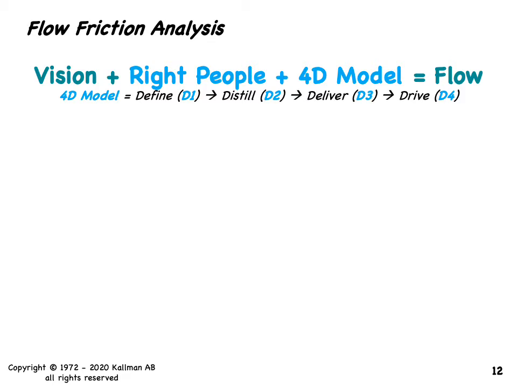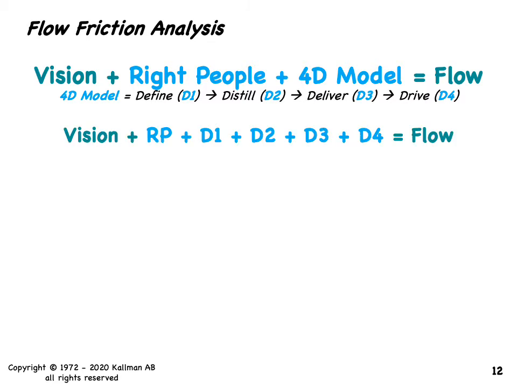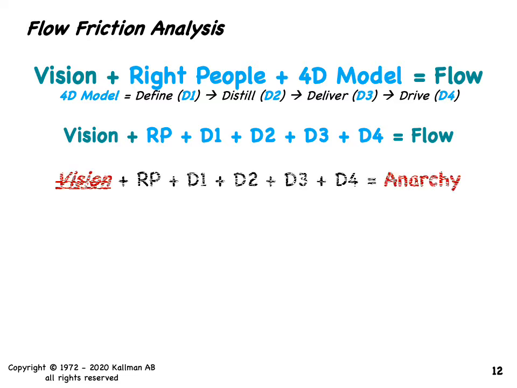The flow friction analysis builds on the flow formula. And so basically, if you have the right vision, plus the right people, plus the right definitions, you've distilled agreement, the team is delivering, and you're driving through retrospectives and continuously filtering everything you do against the vision, then you can achieve flow.